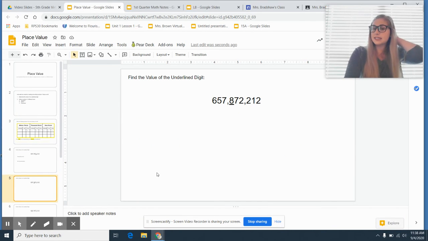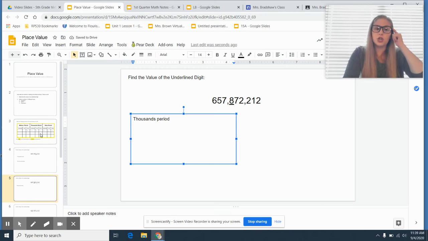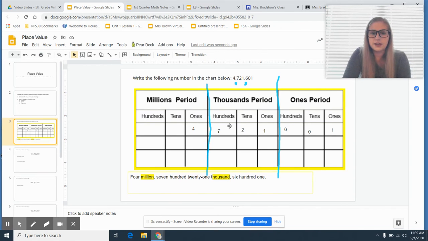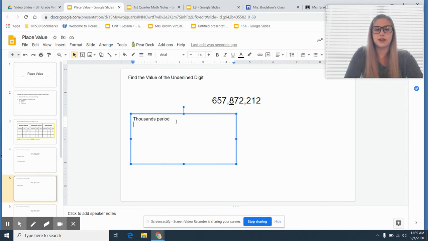So I have the same number, I just changed the underlined digit. So first thing I'm going to think is, what period is that number in? Well, it's between the 2 commas, so I know that we are still within the thousands period. I know that if I go back to my chart, that would be, if I wrote it in here, it would be in the 100,000s place. So I'm going to write that so I know. So we're in the thousands period. It's in the 100,000s place.